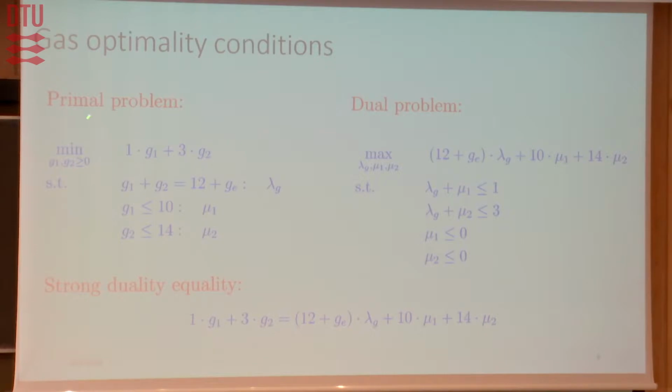And the strong duality theorem is telling me that the objective function of the primal problem and the objective function of the dual problem have to be the same. We can see that this is nonlinear because GE is a variable, lambda G is a variable as well, so we have bilinear terms here that may make life a little bit more complicated, but anyway. This is the optimality condition of the gas system.